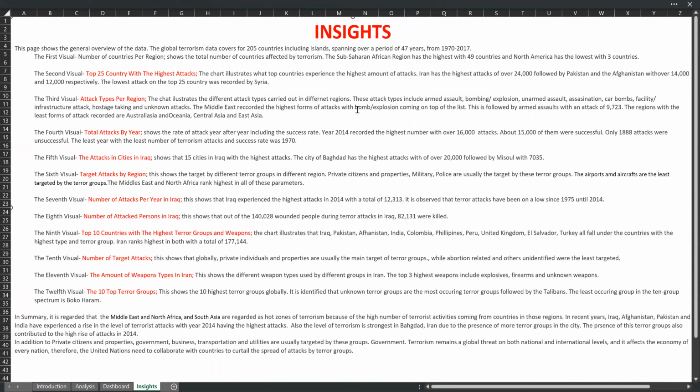Also, the level of terrorism is strongest in Baghdad, in Iraq, due to the presence of more terror groups in the city. The presence of these terror groups also contributed to the high rise of attacks in 2014. In addition to my summary, private citizens and properties, governments, business, transportation, and utilities are usually targeted by these groups.